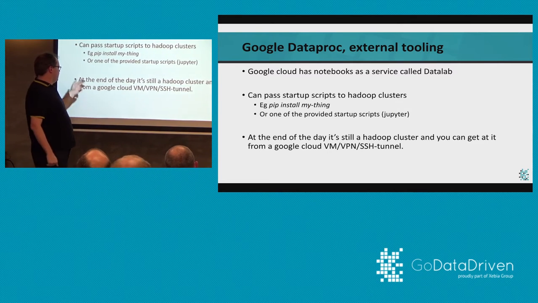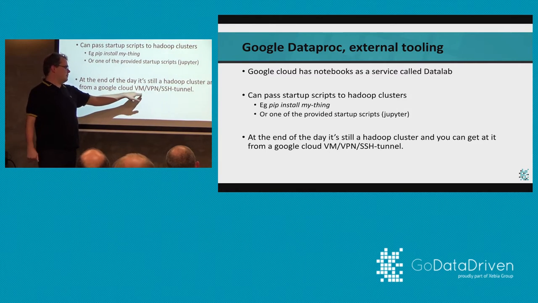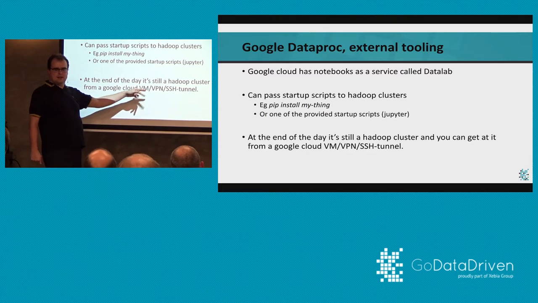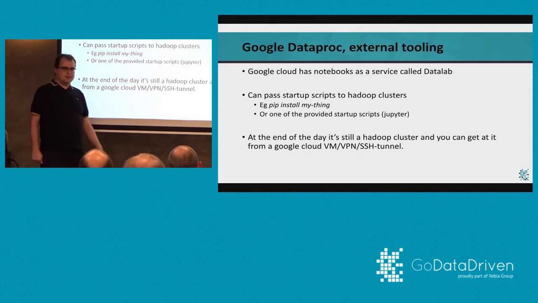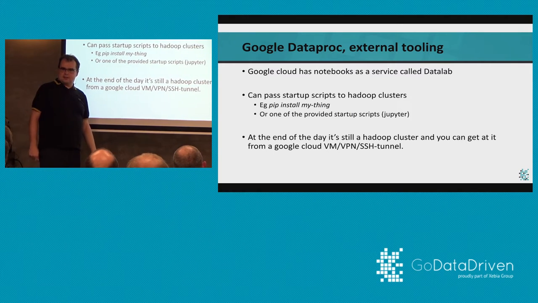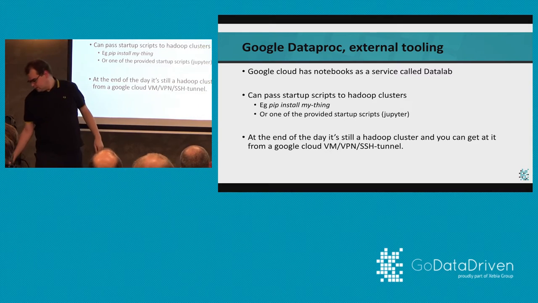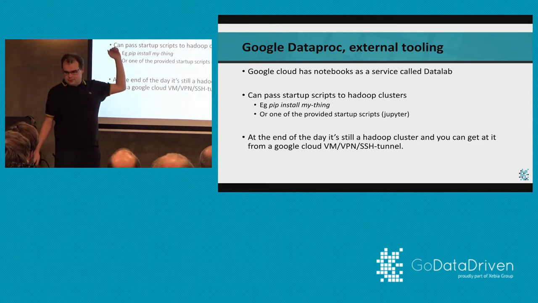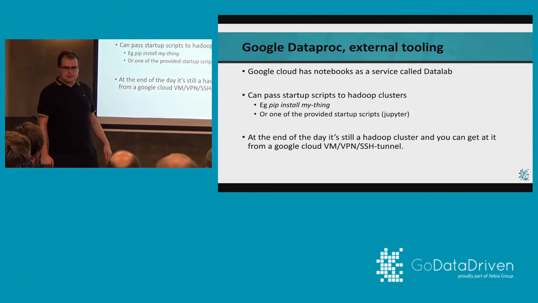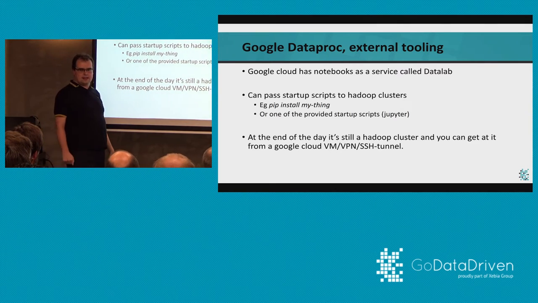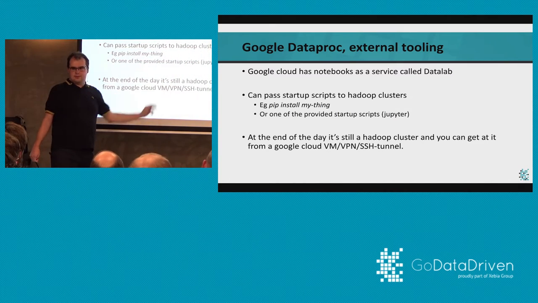For external tooling, it's still just a Hadoop cluster, and you can get at it with other VMs in the same Google Cloud instance, VPN, or an SSH tunnel, if you want your own external tooling to do whatever you want to do. Again, I'd recommend using the cloud services if at all possible, because it's just much easier and has fewer moving parts, so it's less likely to break. But if you want to, you still can.